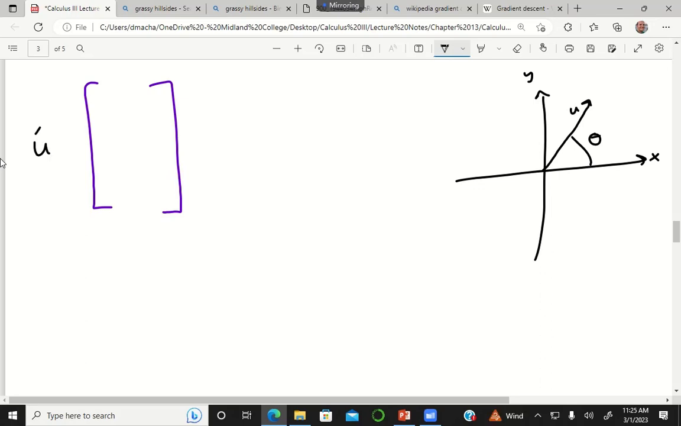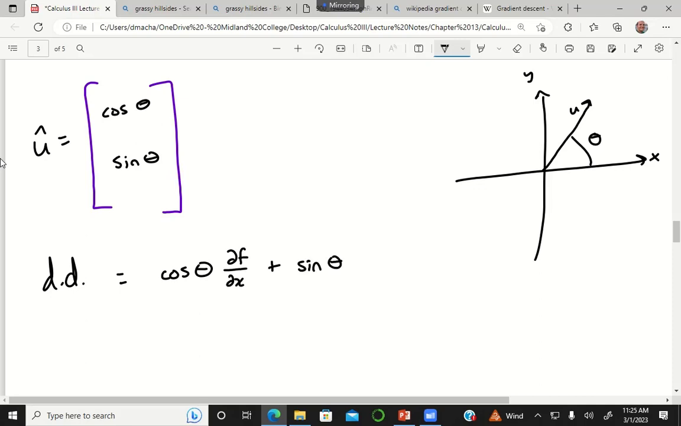For some, let's use polar coordinates for a moment, right? So this is my xy plane, and I'm going to say theta is this angle. Then my unit direction vector would be cosine theta, sine theta. My directional derivative would be cosine theta partial f partial x plus sine theta partial f partial y.